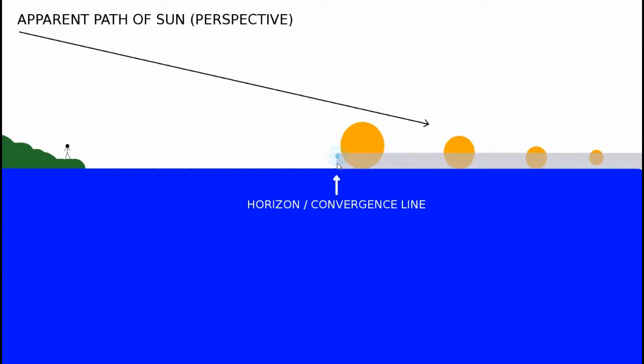So this point here represents the extent of our vision, the limit of our vision as we can see across the sea. And further over here we can see how the sun would, while it's shrinking or appearing to shrink as it gets further away, of course it is sinking further and further into this convergence line and eventually getting swallowed up by it. Okay, so that's how you get a sunset.